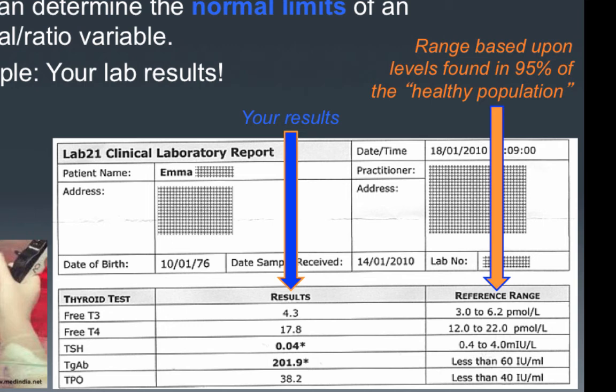But look at your TSH. Your results are 0.04, whereas the reference range says that most people who are healthy fall within 0.4 to 4, and you're way beyond that. You're actually 10 times lower than what the reference range should be. And look at your TGAB. You're way above the reference range, which should be less than 60 international units per milliliter. And so this reference range is based upon 95% of people who are healthy.